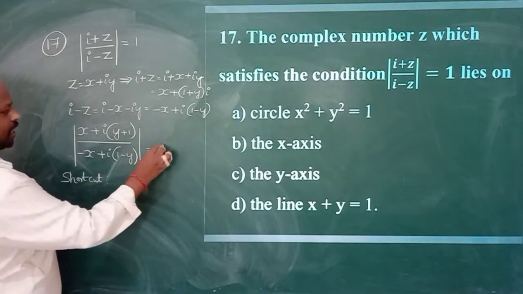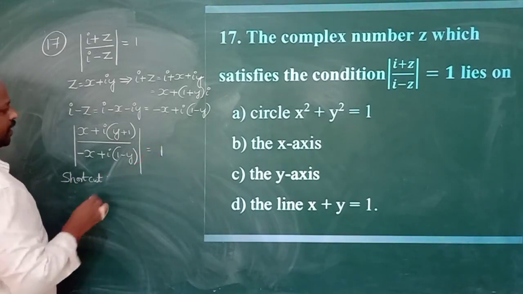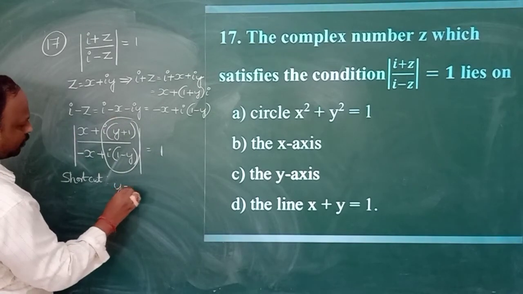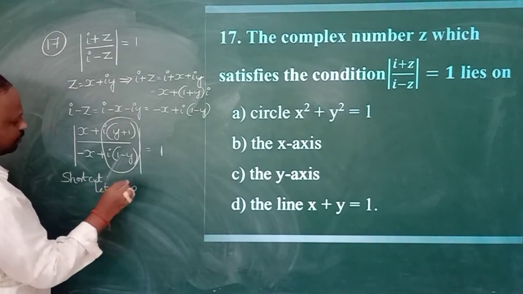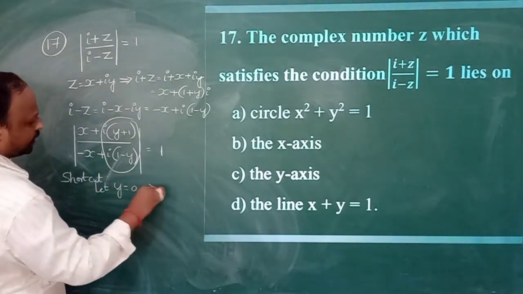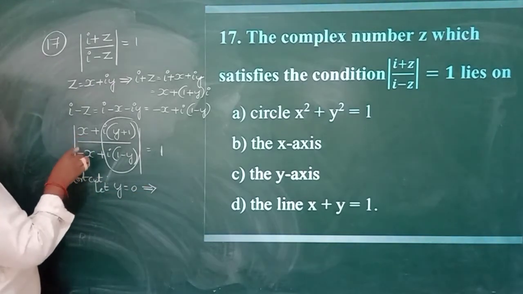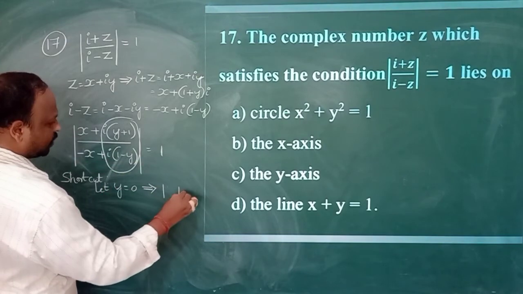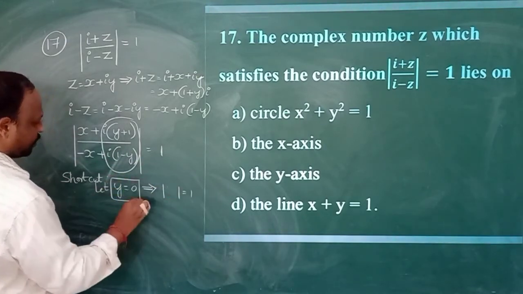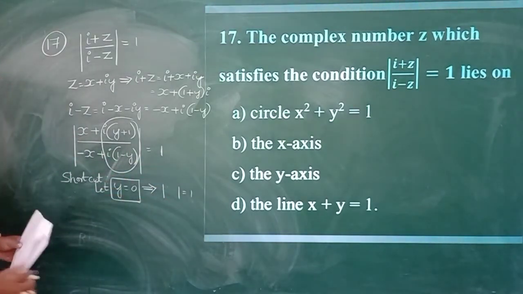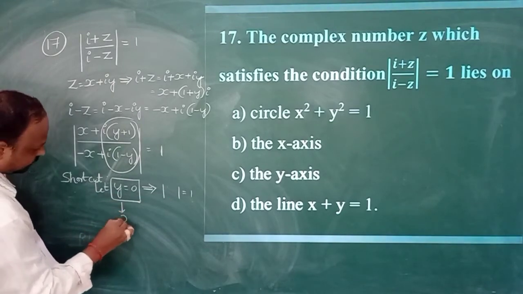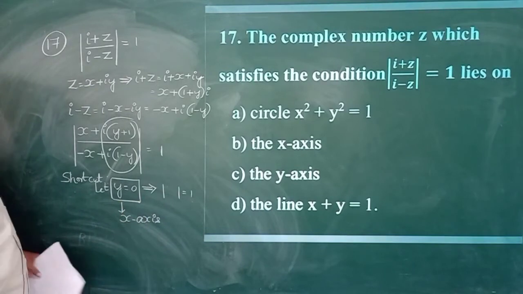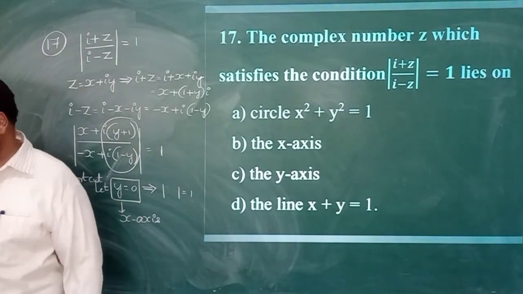Put let y is equal to 0. If you substitute y is equal to 0, x cancels. Modulus of minus 1 is 1, becomes 1. So y is equal to 0, nothing but x axis, lies on x axis. So this is the simplest shortcut.